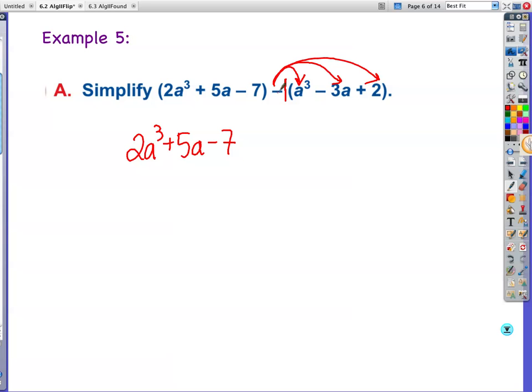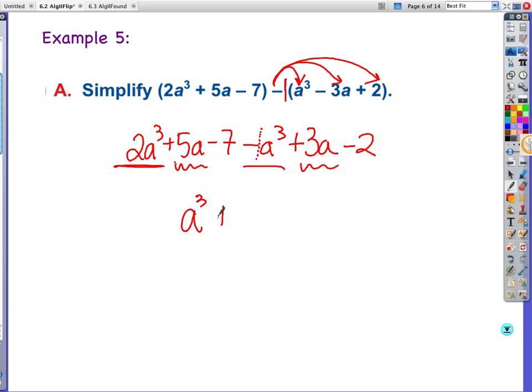And now I'm going to have a negative a cubed, or I can write -1a cubed. A negative times a negative is positive 3a. -1 times 2 is -2. If you're really sneaky, I like to just think switch, switch, switch my signs. This is positive, it becomes negative. This is negative, it becomes positive. This is positive, it becomes negative. Okay, now we combine like terms. 2a cubed minus a cubed. Well, remember, this is like a 1. We don't write it. 2a cubed minus 1a cubed is just a cubed. Combine 5a and 3a. We have 8a. Combine -7 and -2. We get -9.